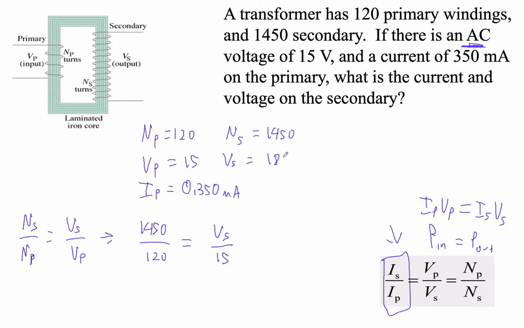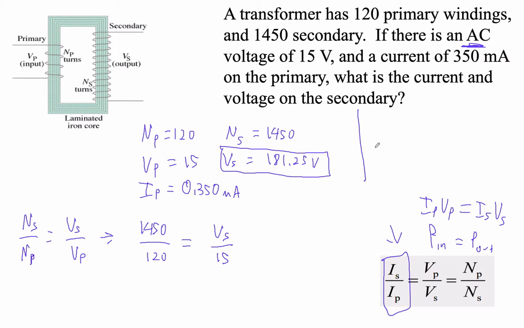So V secondary is 181.25 volts. All right. Is that correct? 1450, 120 primary windings. Yeah, I'm going to stand by that. Okay, so then what is the current on the secondary?